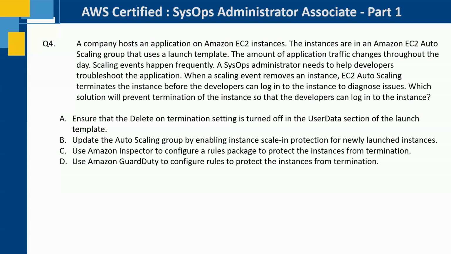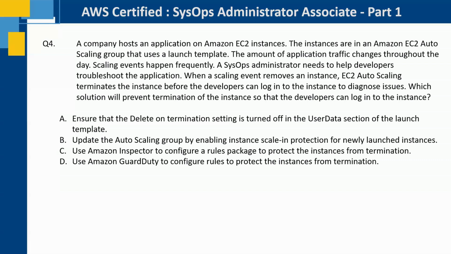Your options are: ensure that the delete on termination setting is turned off in the user data section of the launch template; update the Auto Scaling group by enabling instance scale-in protection for newly launched instances; use Amazon Inspector to configure a rules package to protect the instances from termination; use Amazon GuardDuty to configure rules to protect the instances from termination.